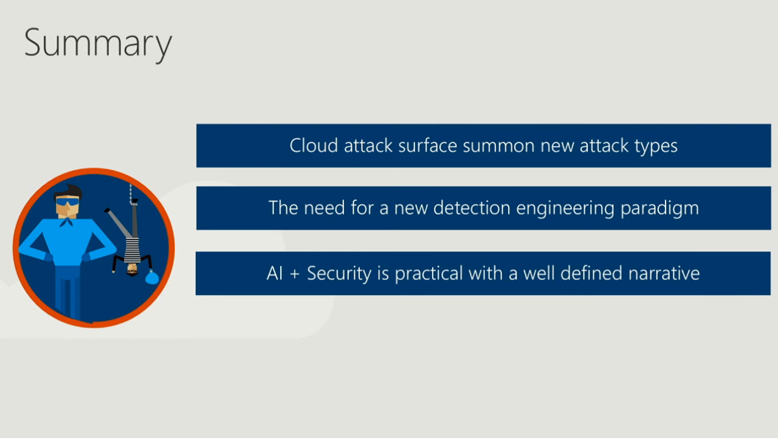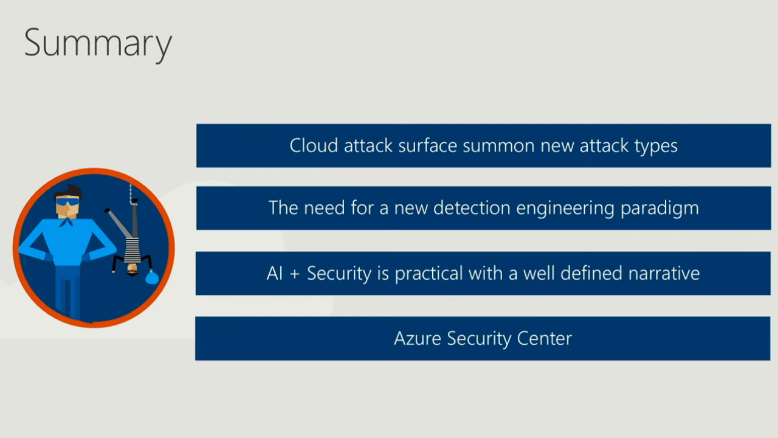AI and security works when you have a well-defined security scenario and big data with signals, and you enrich it with labels. Then you'll be able to develop and productize well-defined security models with high precision. And finally, some of these things are inside Azure Security Center, and this is the process that we're running in Microsoft.